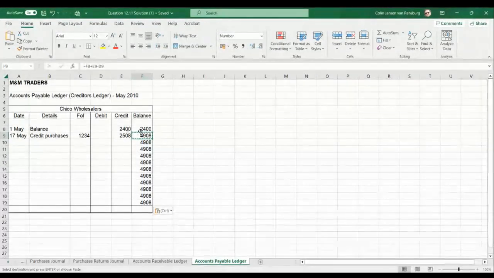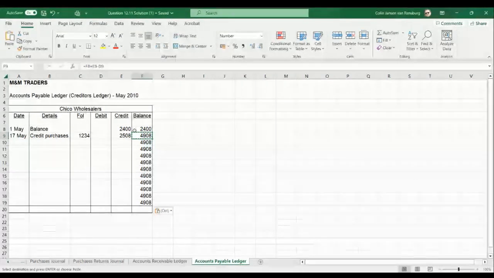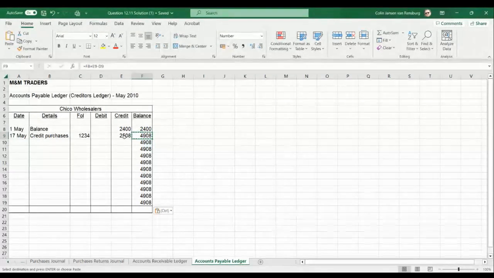So there we had the 2,400 opening balance plus this transaction where we purchased for 2,508. So we know that we owe them a total of 4,908 rands after that transaction, and we'll also know after the next transaction what we owe them, because that now becomes a running total.